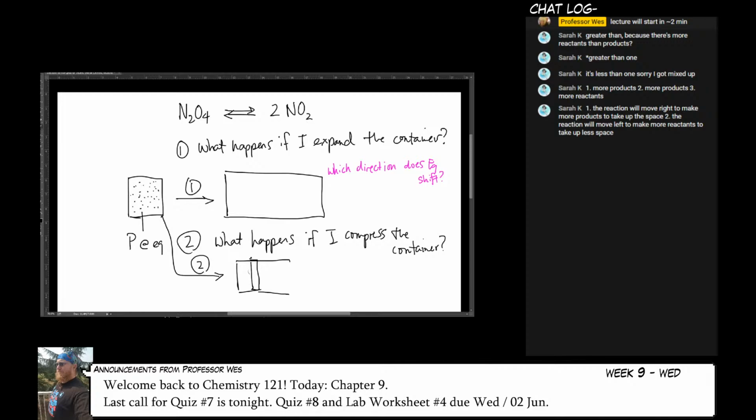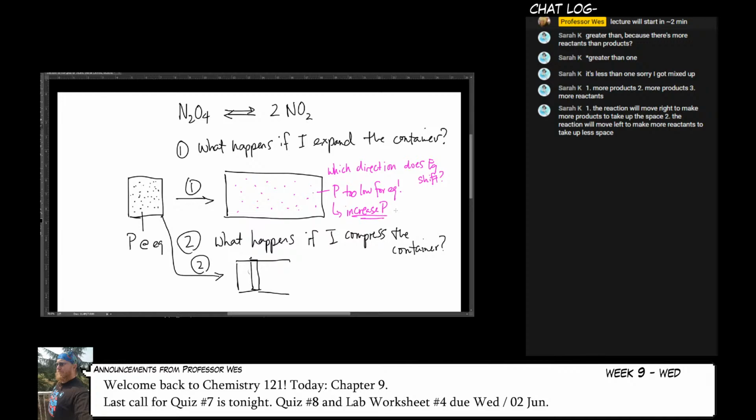If I can find my pen, where'd it go? There it is. All right, so for situation 1, I have expanded the container. So now I have the same number of particles over twice the space. And that pressure is too low for equilibrium. So I need to increase the pressure.